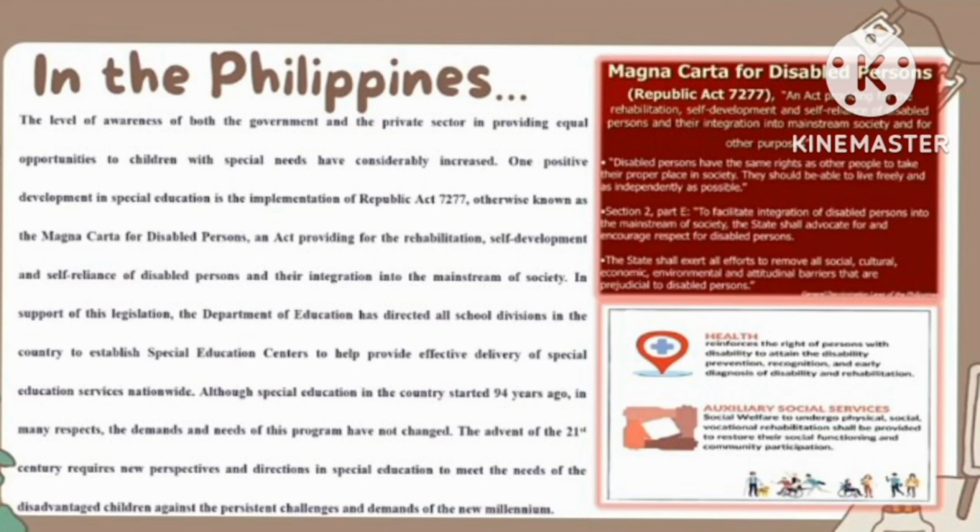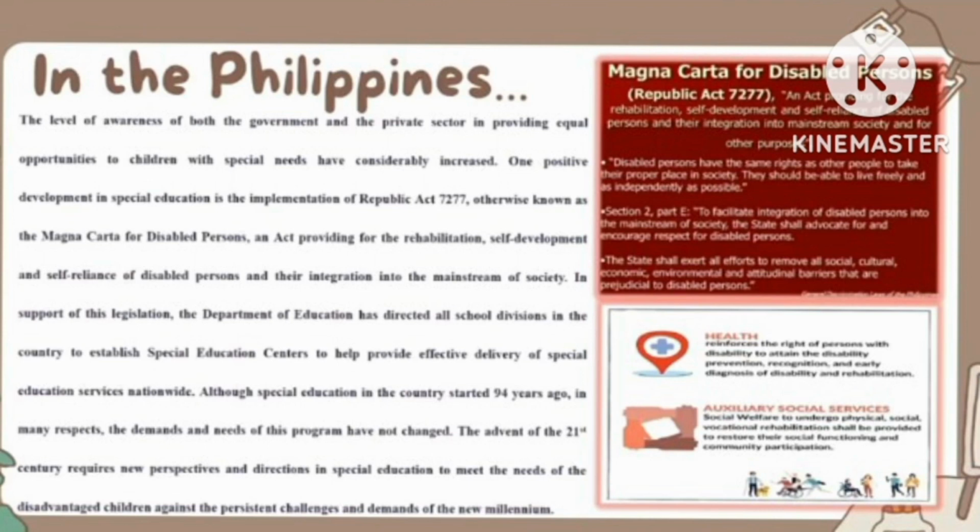the Magna Carta for Disabled Persons, an act providing for the rehabilitation, self-development, and self-reliance of disabled persons and their integration into the mainstream of society. In support of this legislation, the Department of Education has directed all school divisions in the country to establish special education centers to help provide effective delivery of special education services nationwide.